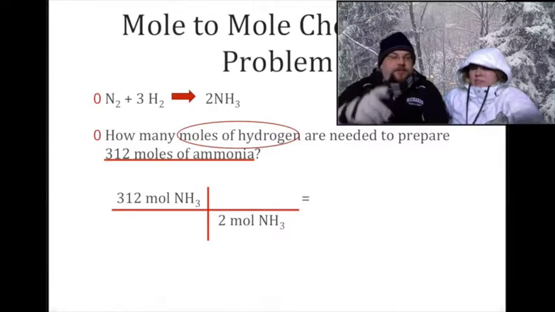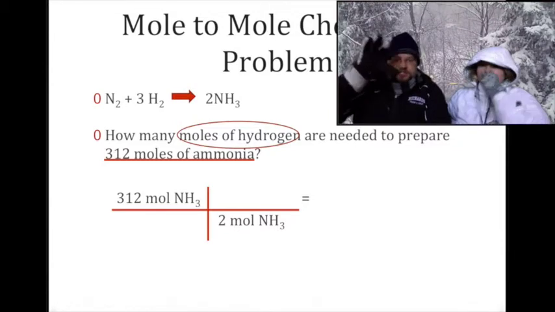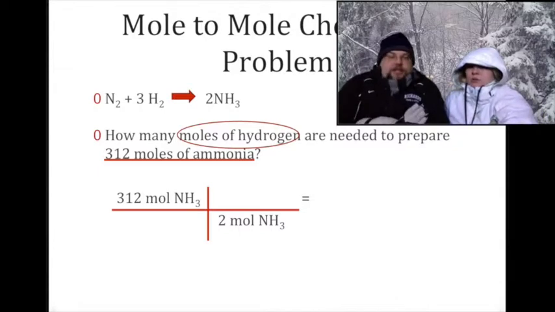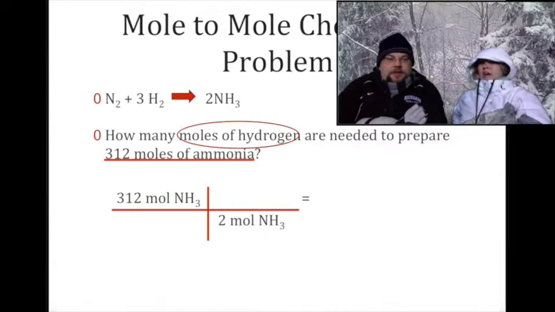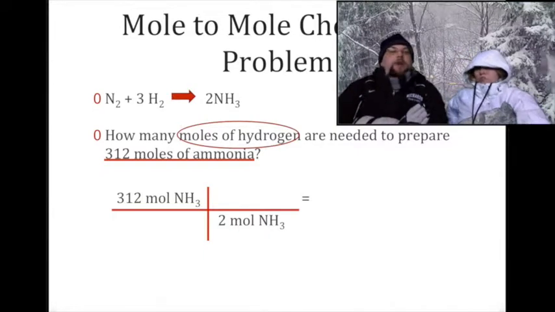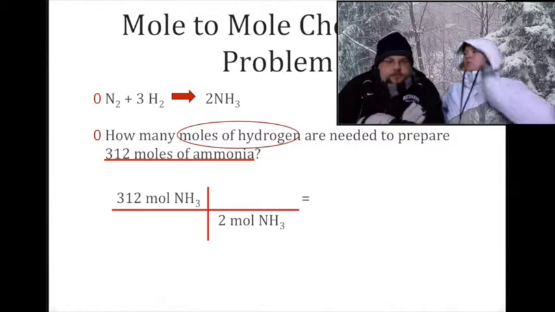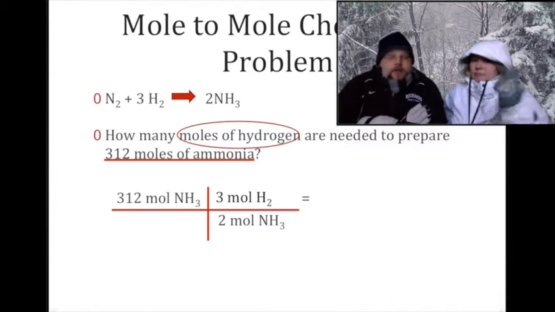From my balanced equation. So the first box is from my question. The second box is from my balanced equation. So that's where I got the 2 moles, because it came from my balanced equation up top. Now I want to put my moles of what I'm trying to find on the top. What I'm trying to find is hydrogen. Of course, that number comes from the balanced equation, so it would be 3 moles of hydrogen, right? From our balanced equation? Exactly.